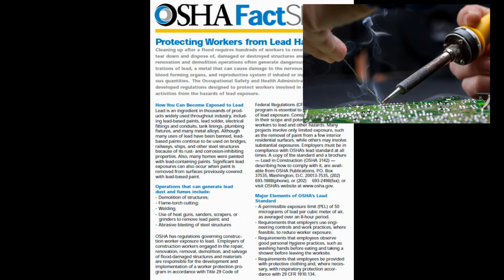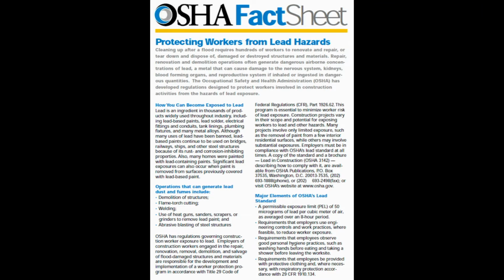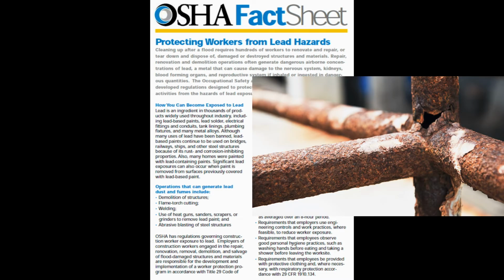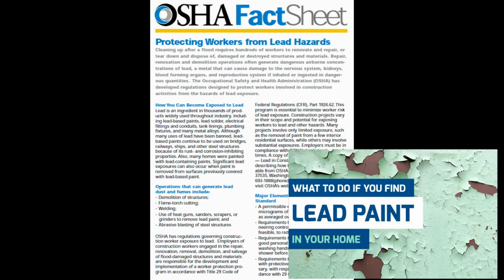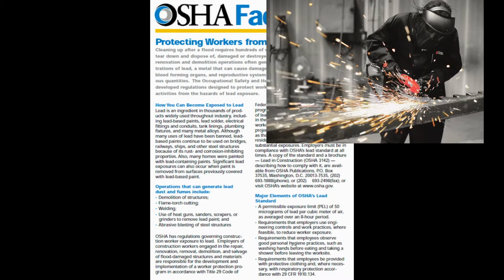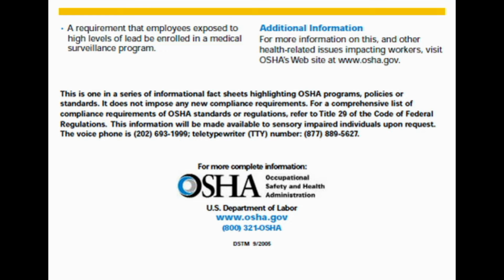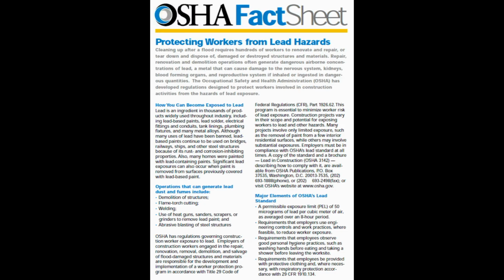Lead soldering, electrical fixtures and conduits, tank linings, plumbing fixtures, and many metal alloys. Although many uses of lead have been banned, lead-based paints continue to be used on bridges, railways, ships, and other steel structures because of its rust and corrosion-inhibiting properties. Also, many homes were painted with lead-containing paints. Significant lead exposures can also occur when paint is removed from surfaces previously covered with lead-based paint. Feel free to take a picture of this, and there's also a page 2. But back to page 1.